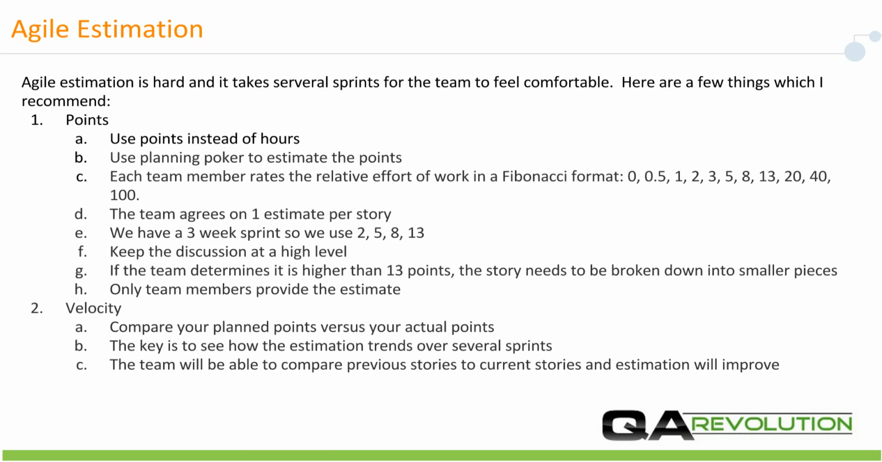So why do we do this? Basically, we want to figure out as a team how the team is doing, how much work they can do within a sprint, and what their velocity is going to be. Velocity is basically your planned points versus your actual points. And the key is to see that trend over several sprints.